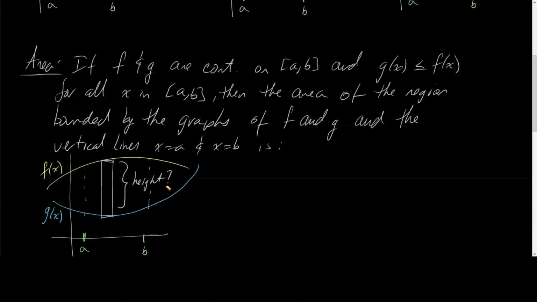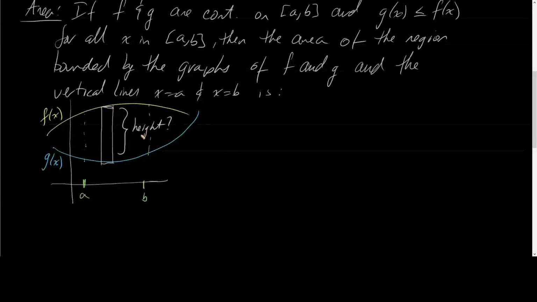But in this representative rectangle, what is the height of it? Well, whatever this point is, the height would be the value of the top function minus the value of the bottom function. So we could say the height would be equal to f of x minus g of x at that specific point. If I call this x sub i, these become sub i's. All right. And what is the width? The width here would be delta x.